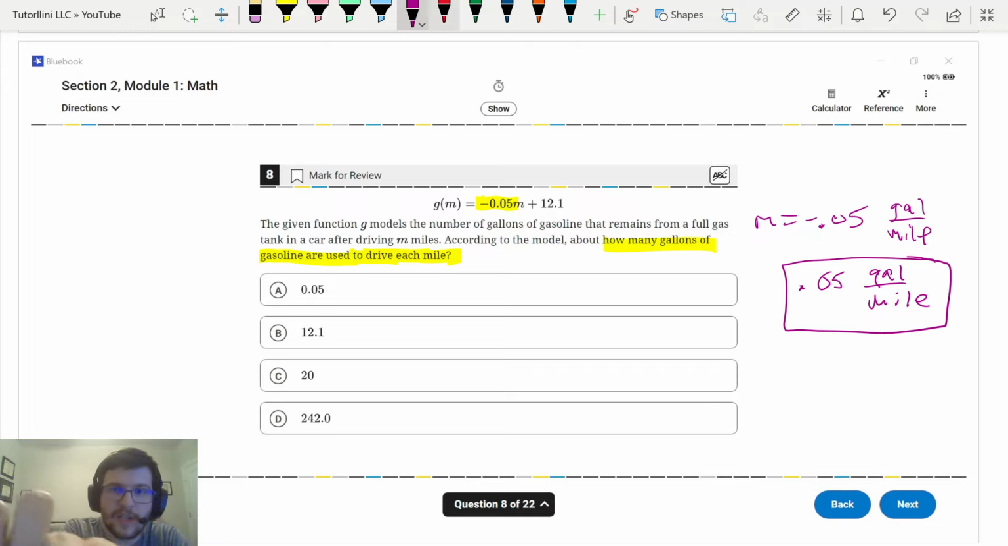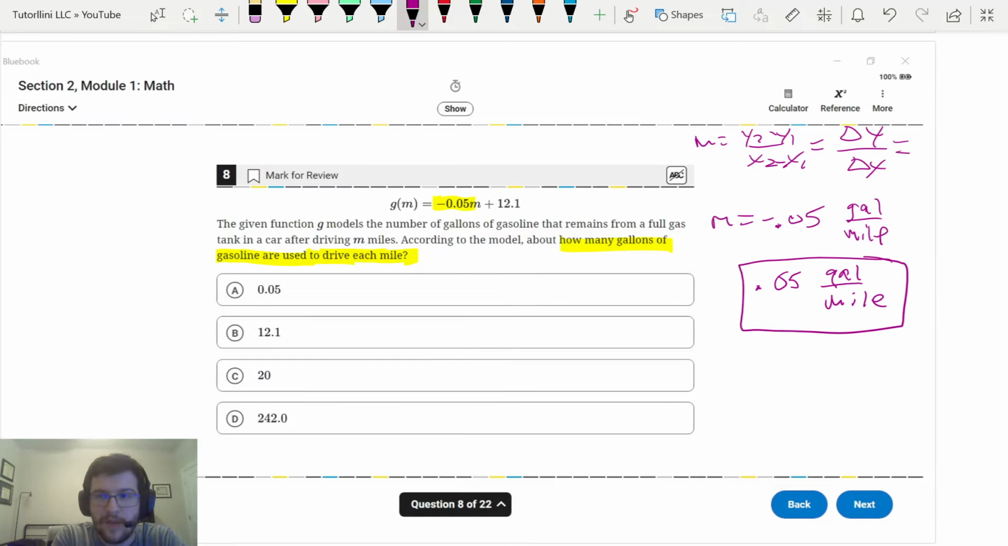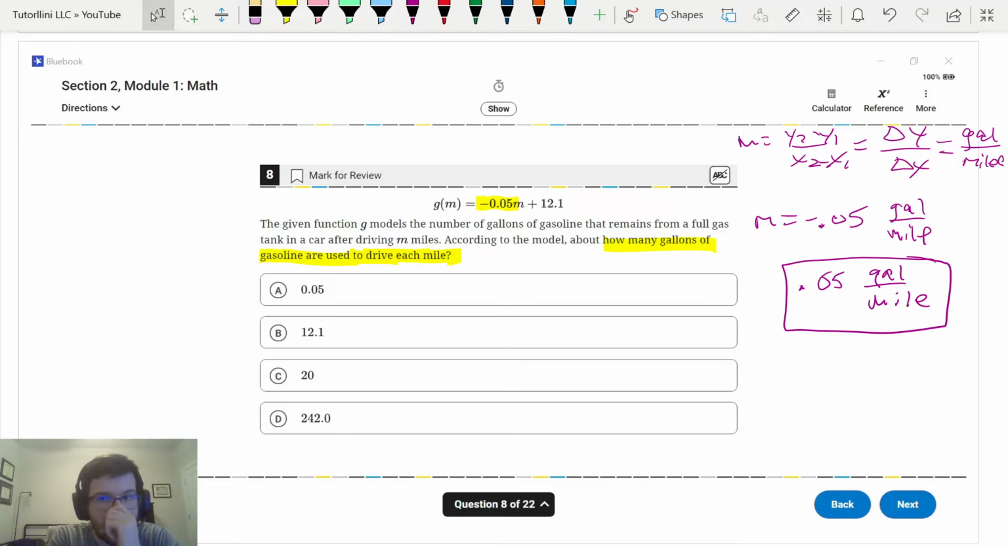And again, the slope is y2 minus y1 over x2 minus x1, or in other words, delta y over delta x, change in y over change in x. So it always has units of y over x. So you see how in this problem, the units of y is g, so gallons, and the units of x is m, which is miles. So it should have units of gallons per mile. Anyway, gallons per mile or gallons each mile, those are interchangeable. So we just kind of make it positive using grammar. That's why it became positive. It's kind of like saying I lost 5 apples or I gained negative 5 apples. It's just two different ways of saying the same thing. Anyway. Okay, so 8 is A.